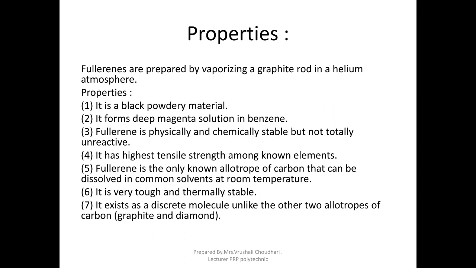Fullerene is also known as an allotrope of carbon, which can be dissolved in common solvents at room temperature. It is very tough and thermally stable. It exists as a discrete molecule, unlike the other two allotropes of carbon, graphite and diamond.